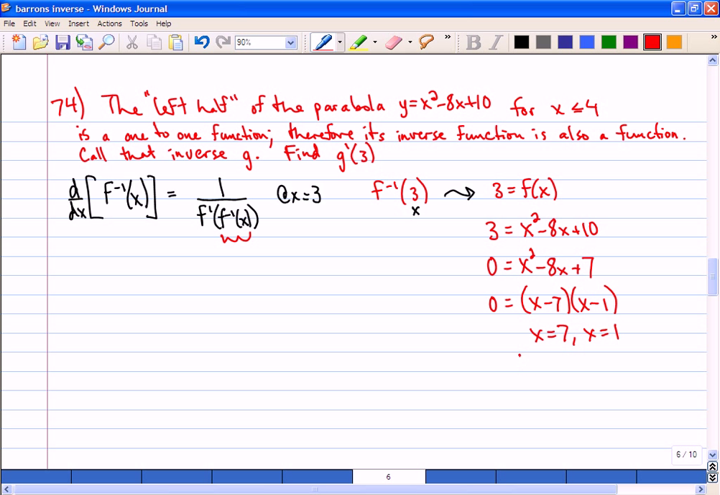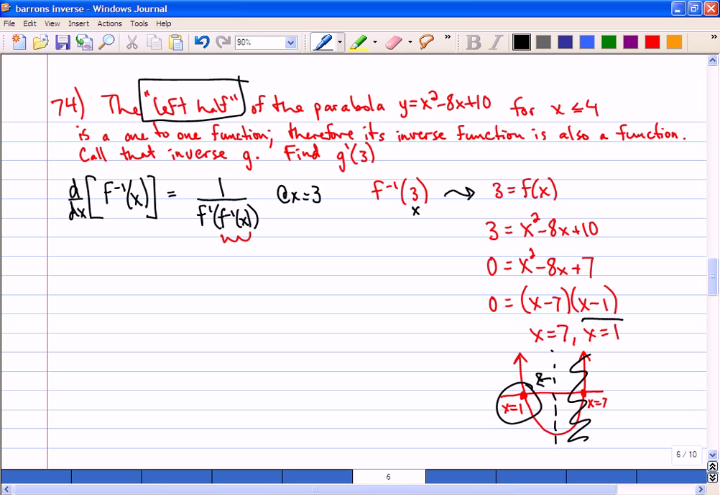And if you think about the parabola, let's say we drew it like this, and let's say these were our answers here, and this is at x equals 7, and this would be x equals 1, then we're working on the left half is what it says. So this is the value that I want. I want everything on the left side. So I want to use x equals 1. So that means if x equals 1 here, then I know that y equals 1 there. So the inverse value of 3 is 1.